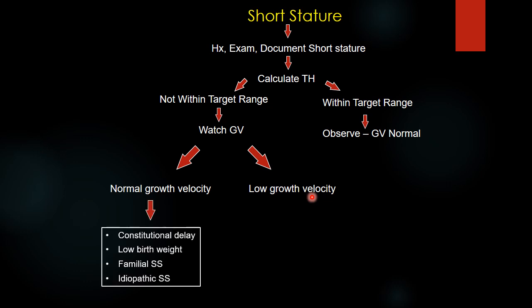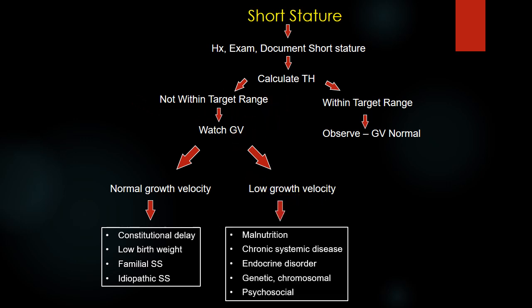If the growth velocity is normal, the conditions associated with short stature include constitutional delay, low birth weight or IUGR, familial short stature, and an entity called idiopathic short stature. If, however, the height is not within the mid-parental height range and the growth velocity is also low, the causes would include severe malnutrition, chronic diseases, endocrinopathies, genetic syndromes, chromosomal abnormalities, and also sometimes psychosocial deprivation.